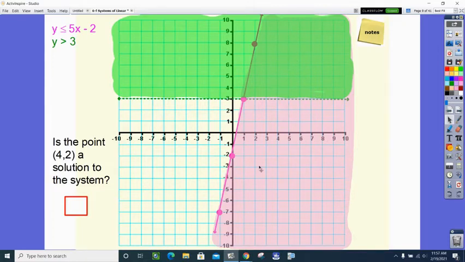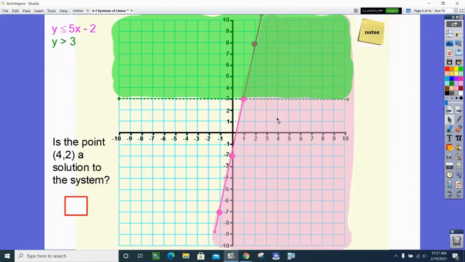Now to get the pink shading, I don't know if I would have used (0, 0). It's a little bit close to the line. Maybe (2, 1) would have been a better choice on the top one. And if we put 2 in for x and 1 in for y, you're going to see it makes that inequality true, and that's why I shaded over here. Any point up here in this double shaded region is a solution to the system.